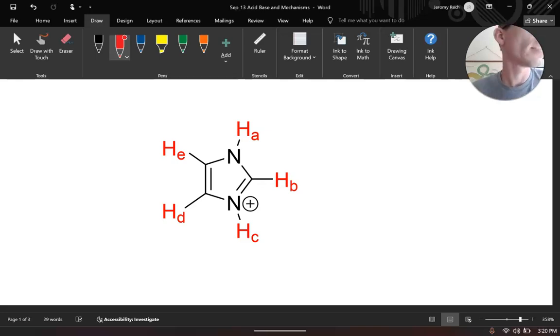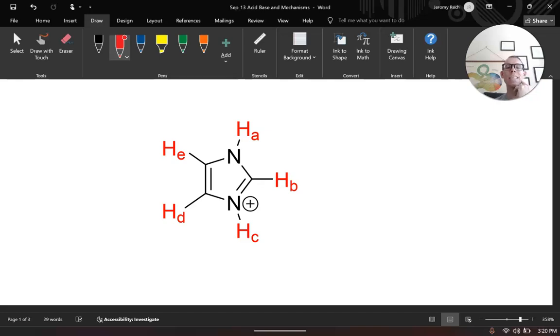Now, for these, there's 2 general tiers. First off is going to be my HA and HC. Both of those are connected to a nitrogen, and being connected to a nitrogen is going to be way better than a carbon because nitrogen is more electronegative than carbon. So A and C should be more acidic, and B, D, and E should be less.